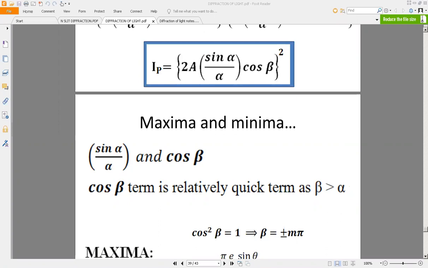I have sin theta and sin 2 theta. I repeat, I have sin theta and sin 2 theta. Out of these two functions, which function oscillates faster and which function oscillates slower? Or in other words, which one is the quick term and which one is the slow term? I want the answer.